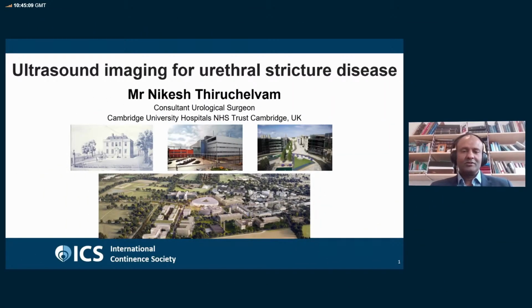So my name is Nikesh Thiruchelvam. I'm a urological surgeon in Cambridge. We've grown to a very big site. We started out a few hundred years ago as this small little hospital there on the upper left, and we've grown to this very large biomedical campus.